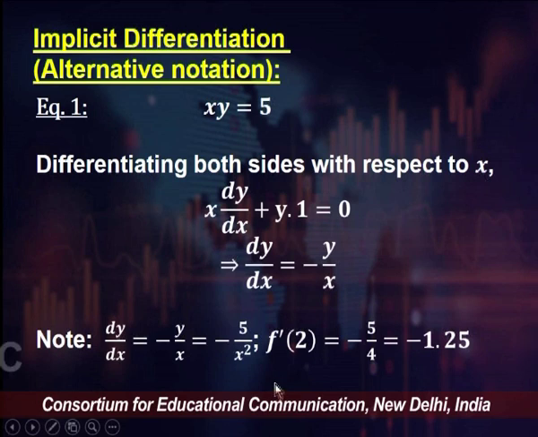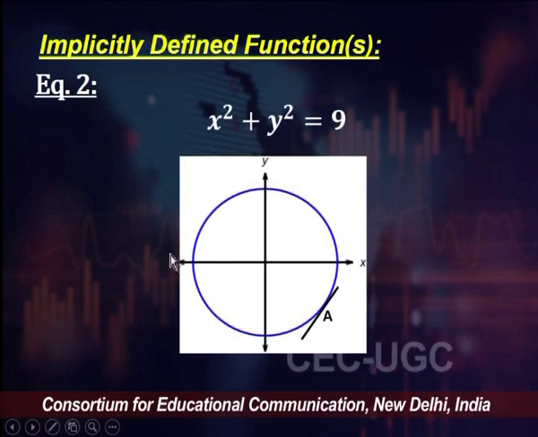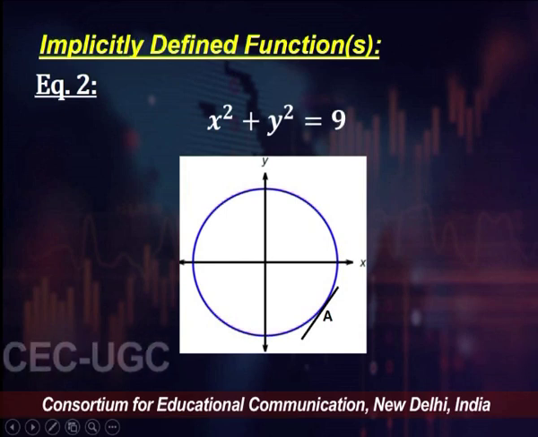And just as we calculated the derivative at x equal to 2, we can do the same thing here to get the same answer, which is minus 1.25. So this is as far as our first case goes. Now let's look at this second example here, which is also quite illustrative.